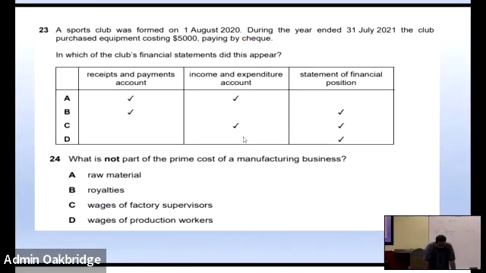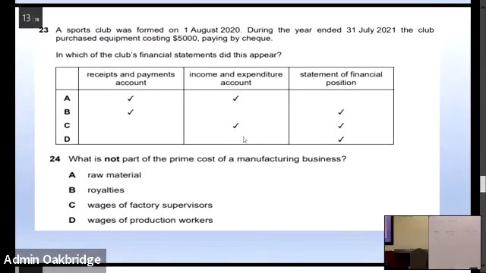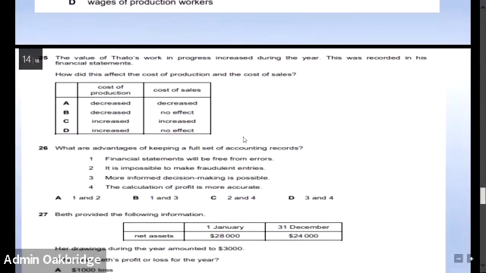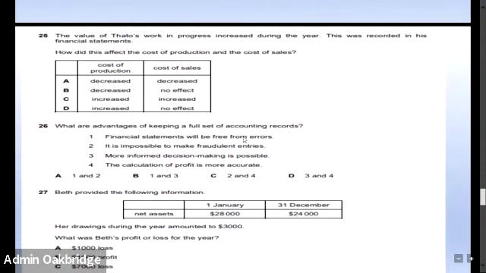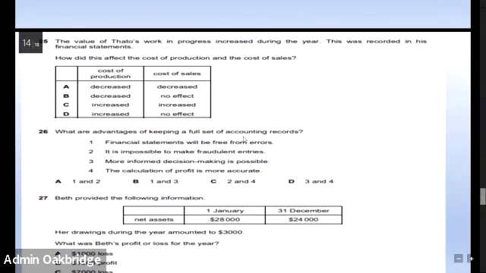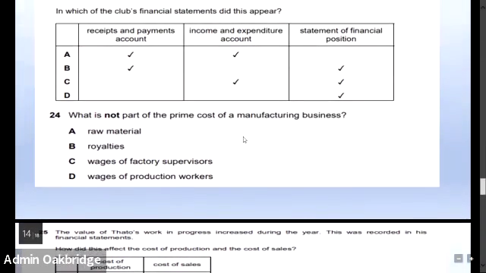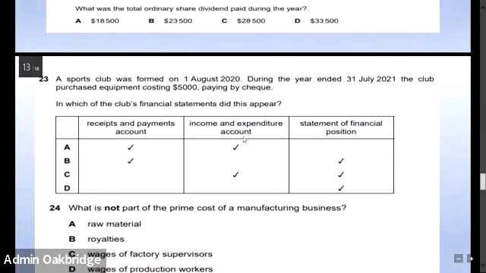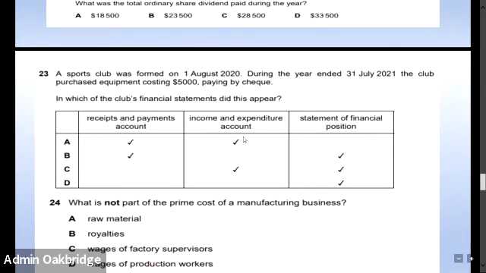Okay, we stop at 25. The next one we start at 26, so 10 questions. The value of Tato's work in progress increased during the year. Again, oh, we only... I skip 23. Yeah. Let's skip 23. Oh, yes. Thank you.